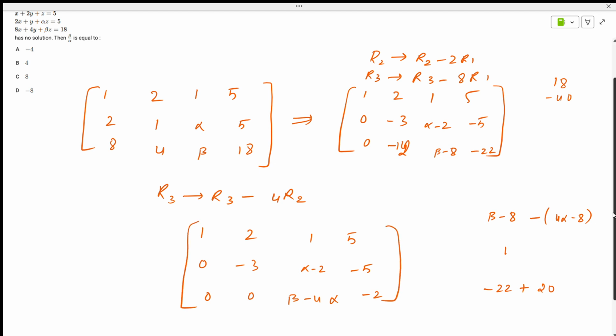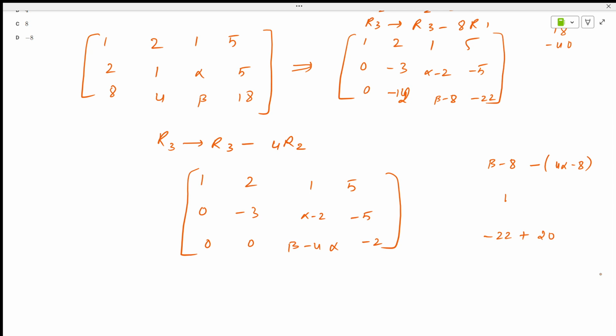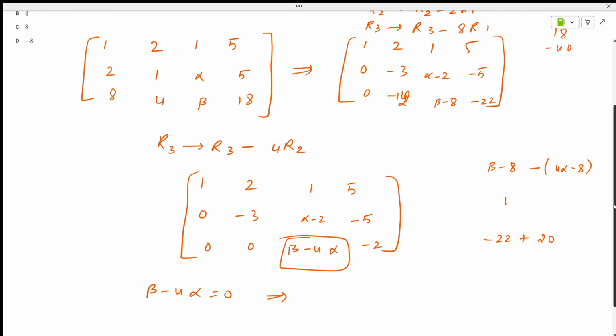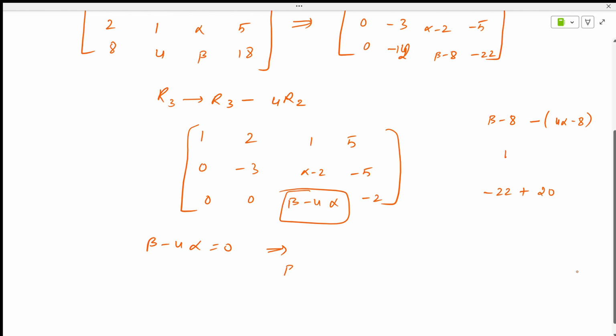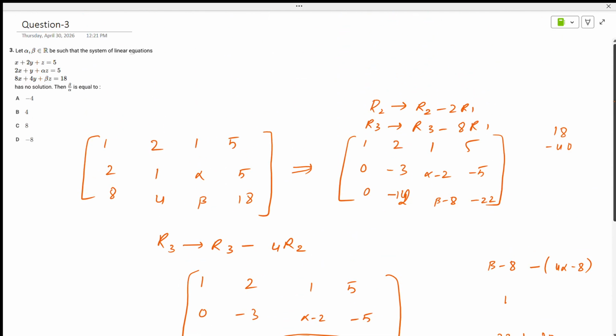Since the given equations have no solution, this term should become 0. So beta minus 4 alpha equal to 0. We have to find the value of beta by alpha. So beta is equal to 4 alpha. Beta by alpha is equal to 4. So the answer is option B. Let us move on to the next question.